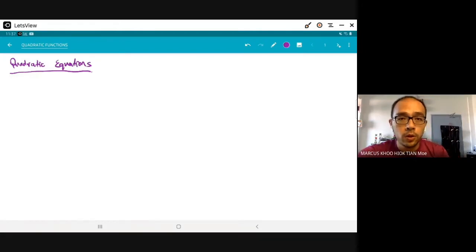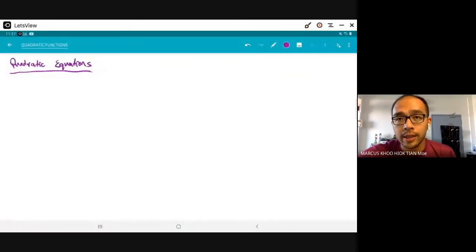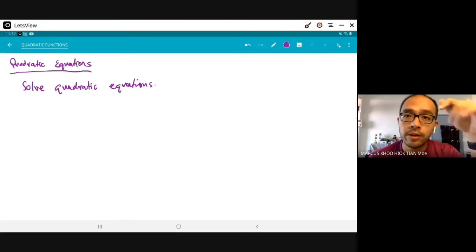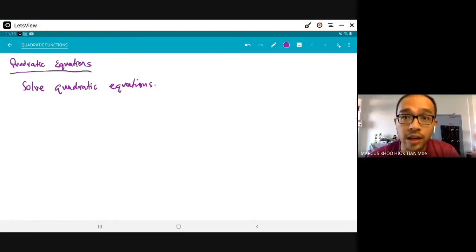Okay, so our main thing today is to understand what it means to solve a quadratic equation, menyelesaikan satu persamaan kuadratik. Our main work today is to solve quadratic equations. Now, there are generally 3 methods. Ada 3 cara untuk kita solve quadratic equations, yang cara matematik, bukan sekadar guna calculator saja.